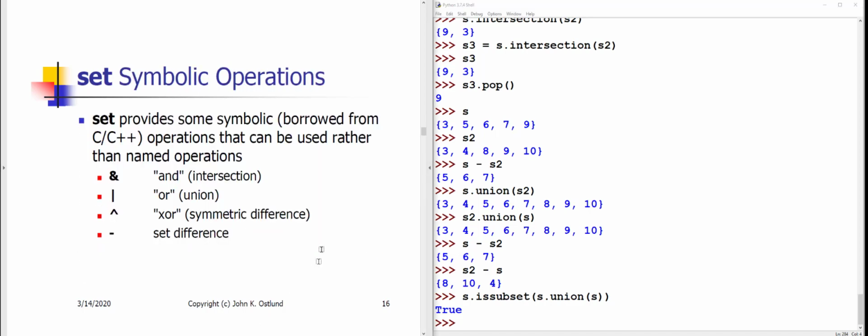Okay. All right, so onward to slide 16 here. It turns out that we can use symbolic operators to compute things like intersection, union, and set difference, as well as symmetric difference. And these things have this precedence. That is, of these four operator symbols, the ampersand, which is and or intersection, has the highest precedence. The vertical bar, which means or union, has the next highest precedence. The hat symbol or caret symbol, which stands for exclusive or symmetric difference, is next, and then set difference is last.